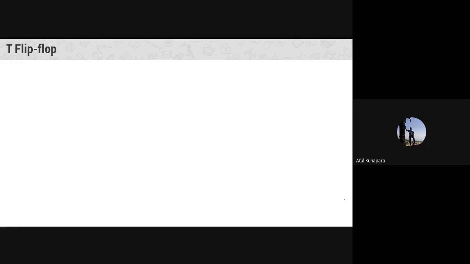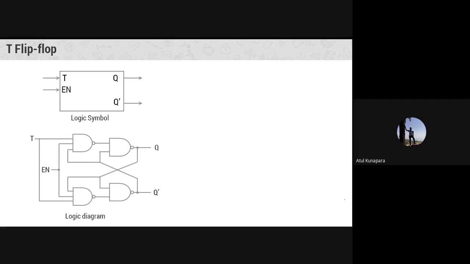Now the next type of flip-flop is the T flip-flop, and it is a toggle flip-flop. This toggle flip-flop is actually not a new flip-flop. It is the same as what we have in the case of the JK flip-flop. The only thing getting changed here is that we are combining the inputs J and K to give a single input, that is T. T means toggle input. So here it will be like this. You can see this.